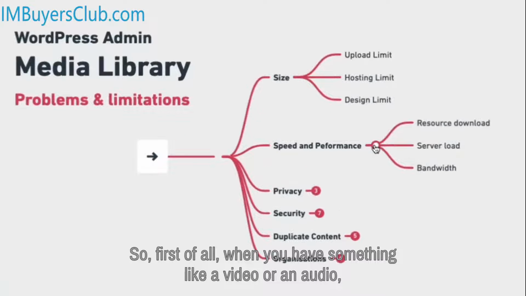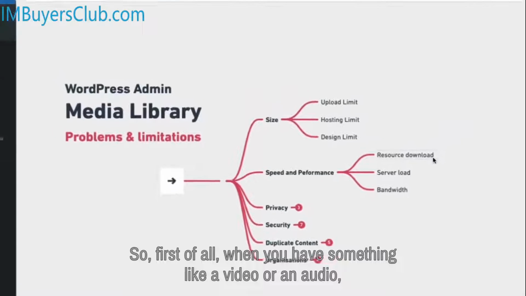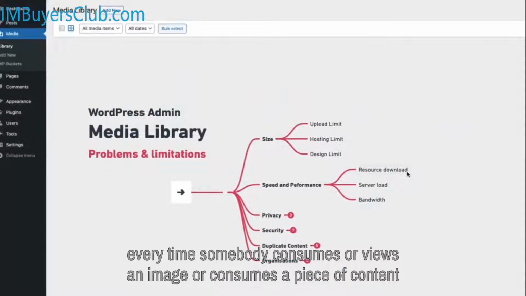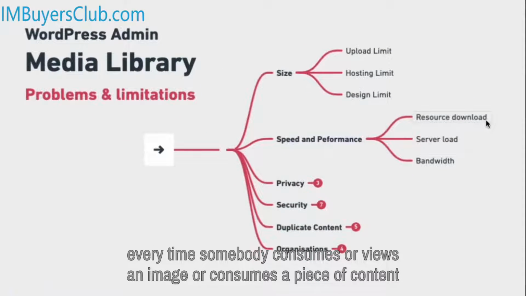So first of all, when you have something like a video or an audio, every time somebody consumes or views an image or consumes a piece of content on your website, they're actually downloading that resource. So when you have multiple people all over the world consuming that resource on your website, it can put quite a heavy load on your website, and also, of course, it's going to affect your bandwidth.